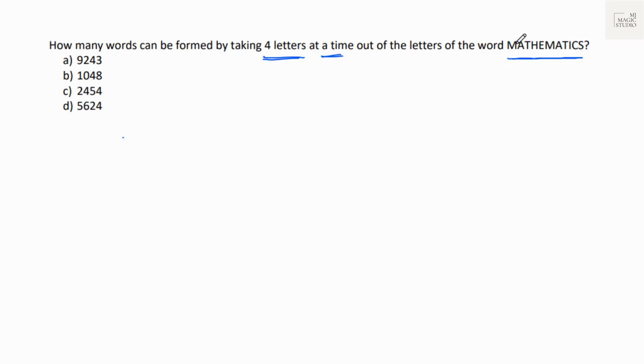Now let's see how many alphabets we have. We have got 11 letters: 1, 2, 3, 4, 5, 6, 7, 8, 9, 10, 11. But how many distinct alphabets do we have? We have M coming 2 times, then A coming twice, T coming twice, then we have H, E, I, C, S. 1, 2, 3, 4, 5, 6, 7, 8. If we look carefully, we have only 8 alphabets, out of which 3 are coming twice. That gives us 11 letters in whole.